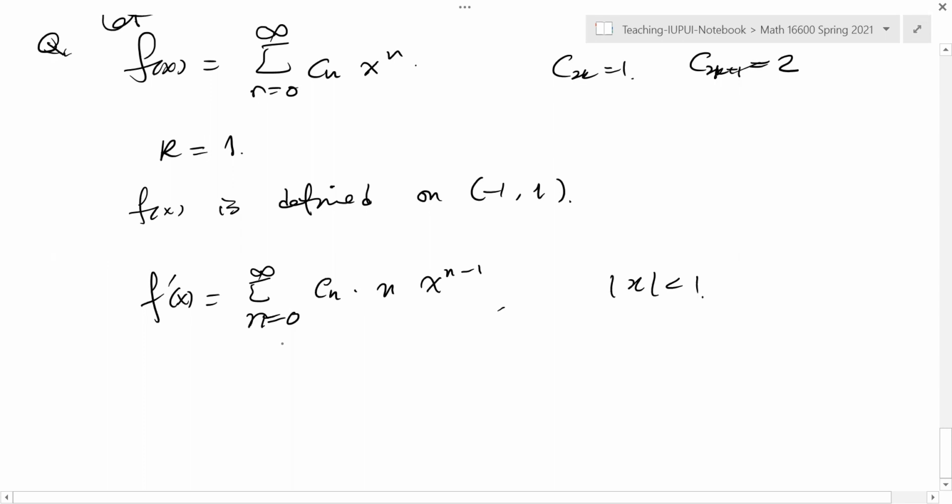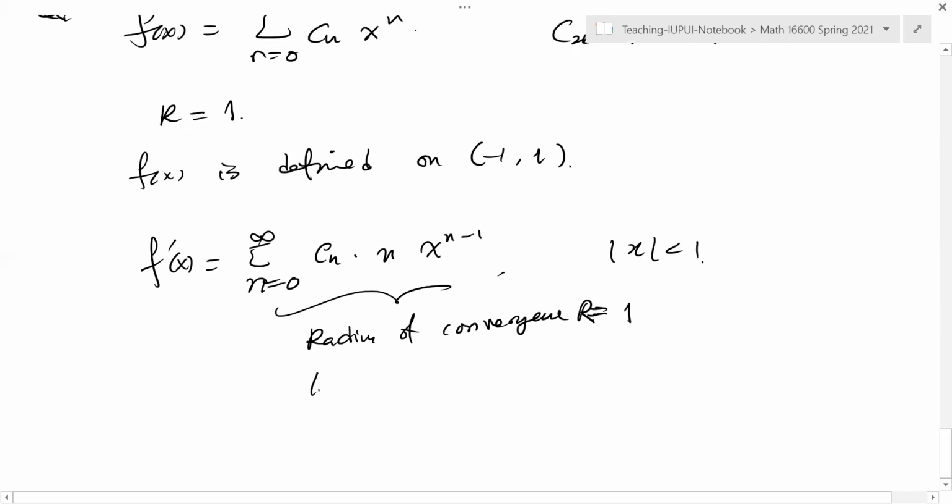Now, what is the interval of convergence? The radius of convergence is still 1. The radius of convergence is going to be 1, still the same. But the interval of convergence sometimes will be changed. But for this particular problem, I think it's still from -1 to +1.